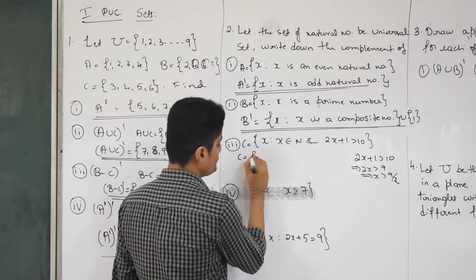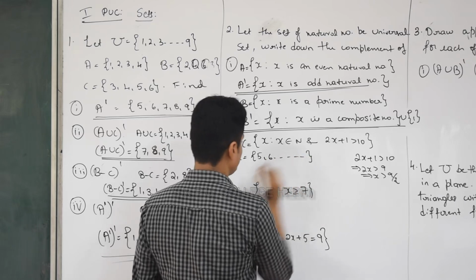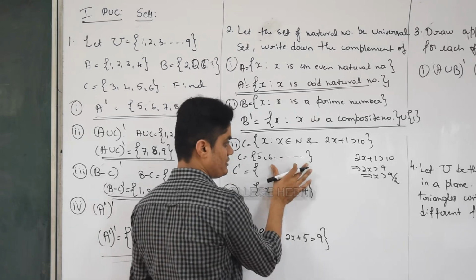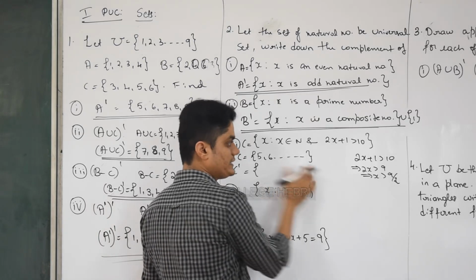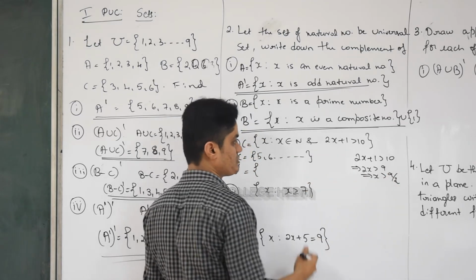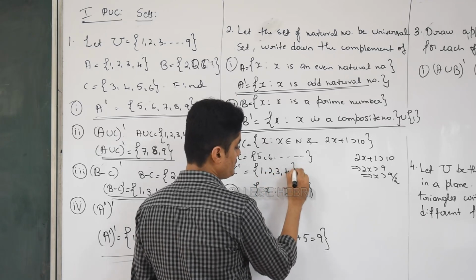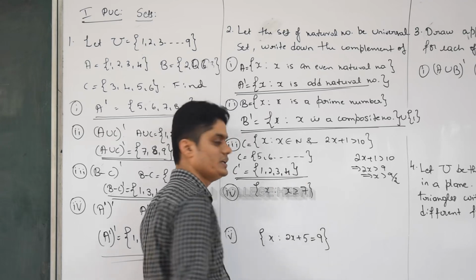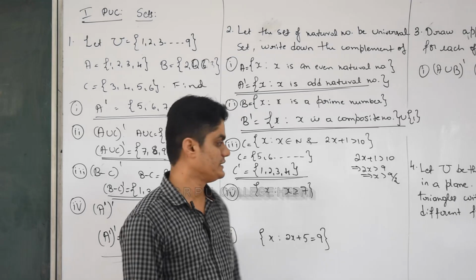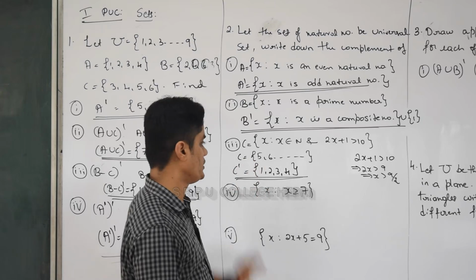So what are the elements of C? 9 by 2 is 4.5, so 5, 6 and so on up to infinity. This is C. For the C complement, you have to remove these natural numbers, all the natural numbers greater than 9 by 2. Immediately after 4.5, the first natural number is 5. So 5 to infinity. So what is C complement? 1, 2, 3, 4. Only these are the elements of the C complement. If the complement of a set is a finite set, you can just write like this: 1, 2, 3, 4. Understood? So the complement of C is 1, 2, 3, 4.